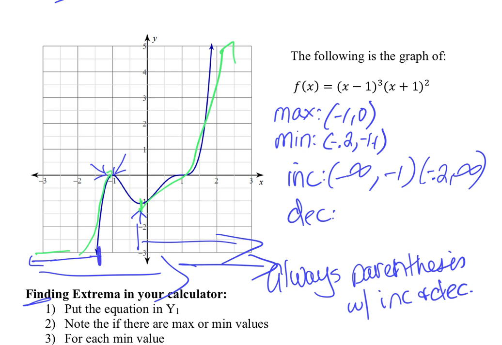All right, and then decreasing starts at the max, goes to the min again. So max is the x value negative 1, and the min value is negative 0.2. And that's it.